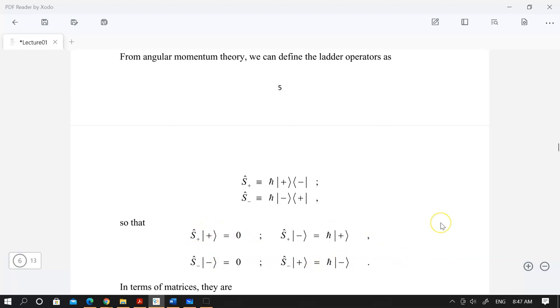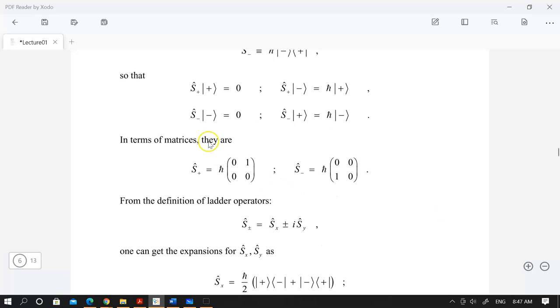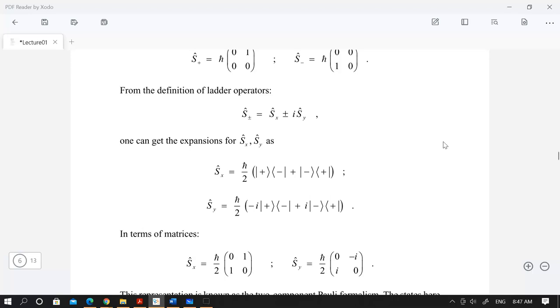And in terms of matrices, you can form them in this form, like the one you have seen earlier. Given that, you can also write your components in terms of the ket-bra notation here. And then this will give you the right matrix.